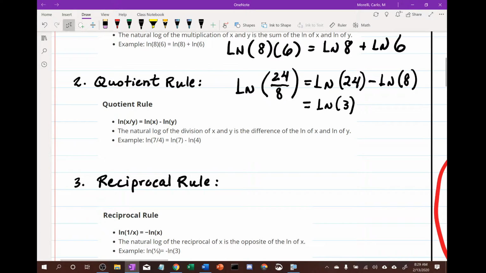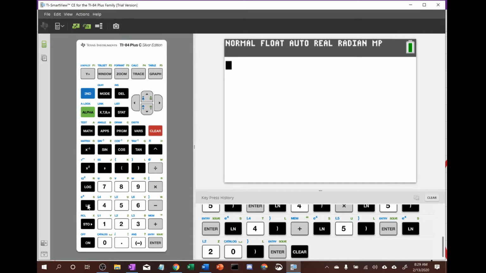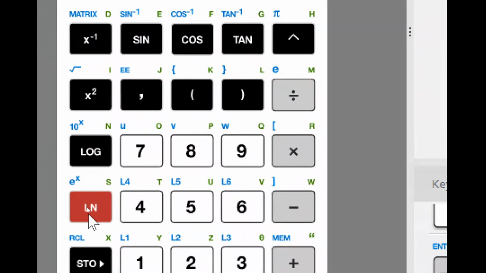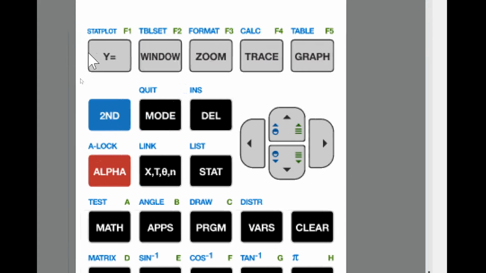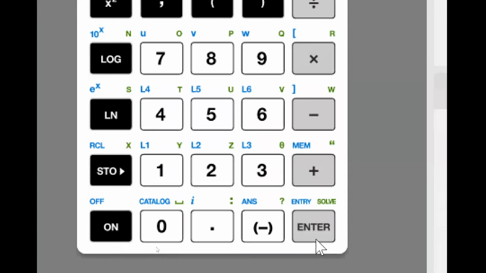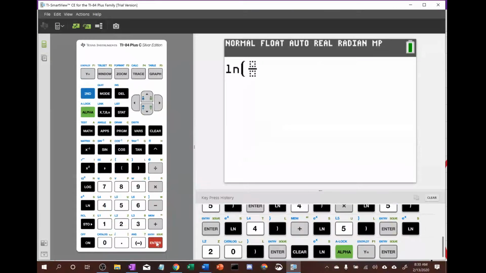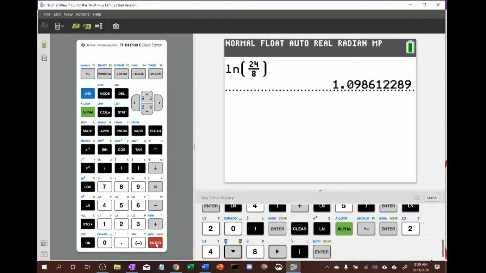So let's just make sure we know how to do that in the calculator. Let's go clear all this out. You're going to hit the ln key, and then you're going to hit alpha, y equals, and enter. Then you'll get the fraction. So we're going to put 24 in the numerator and 8 in the denominator. Close those parentheses out or not, and hit enter and see if this is what you get.